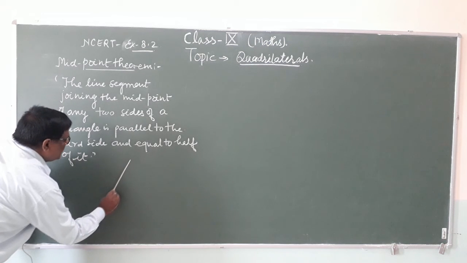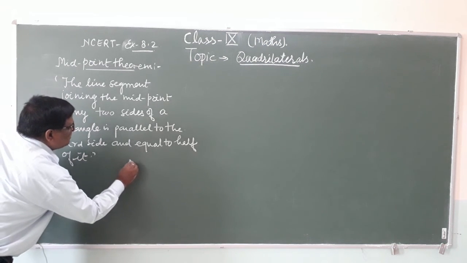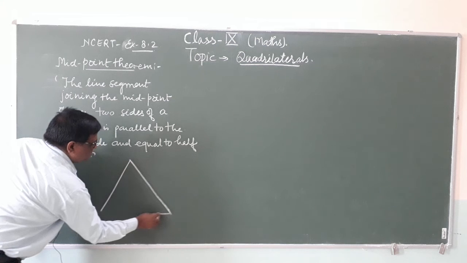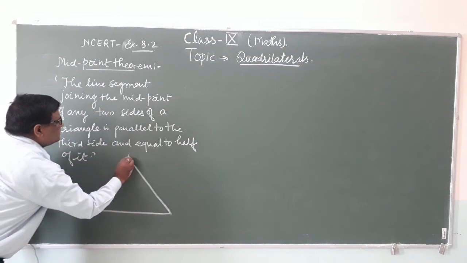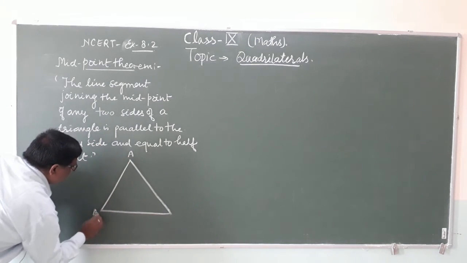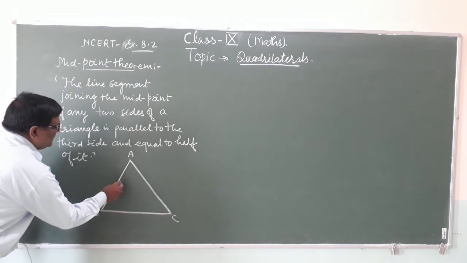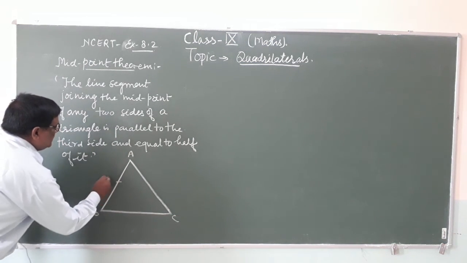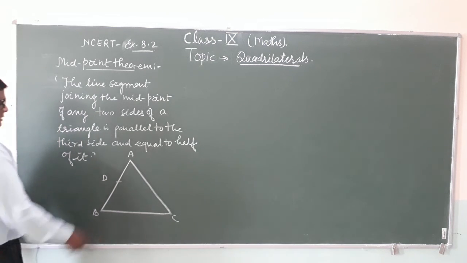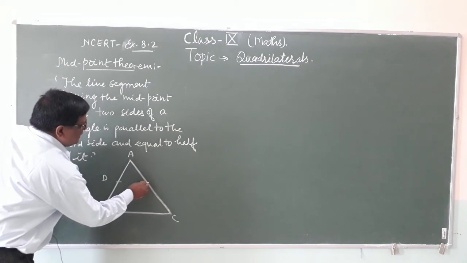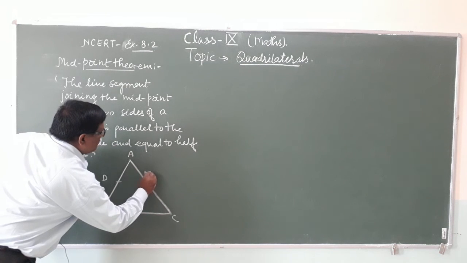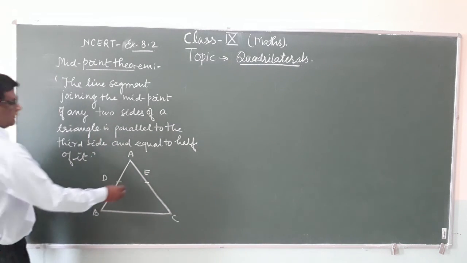Suppose this be a triangle ABC, and D is the midpoint of AB and E is also the midpoint of AC.